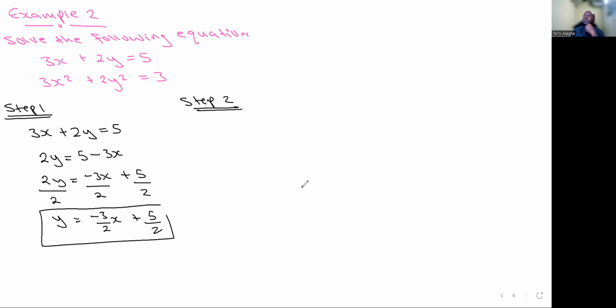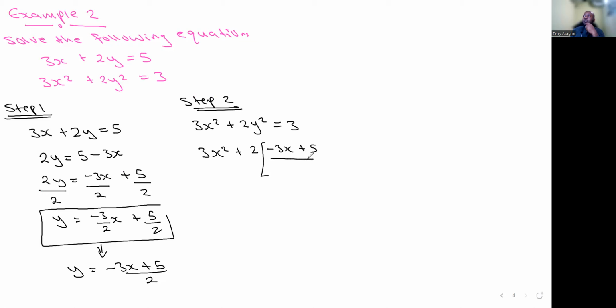All right? So the second equation was what? 3x squared plus 2y squared equal to 3. So anywhere I see y, I'm going to put this inside, all right? So for simplicity, I can rewrite this as y is equal to (minus 3x plus 5) over 2, just to make it simple. So that means this is going to give me 3x squared plus 2 into brackets, minus 3x plus 5 divided by 2, all this squared is equal to 3.